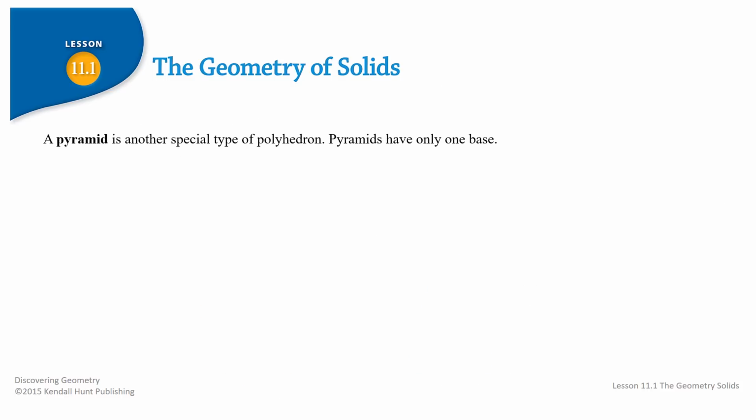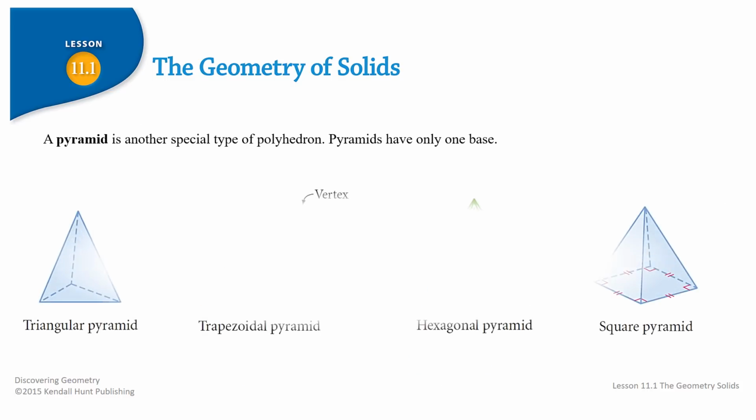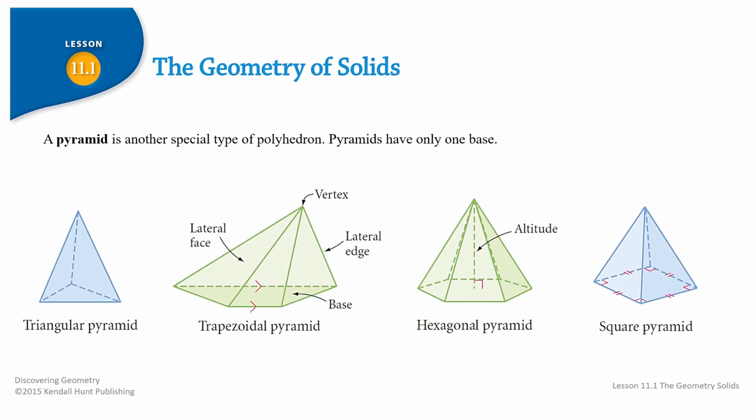A pyramid is another polyhedron. We've dealt with them before. Here we have 4 different types of pyramids: a triangular pyramid, a trapezoidal pyramid, a hexagonal pyramid, and a square-based pyramid. Now you'll notice on this trapezoidal pyramid at the top, it talks about the vertex. Whenever we have a pyramid, wherever they meet at the top, at that one point, that's called the vertex of the pyramid. There'll be a couple questions asking you about vertex, so that way you can figure that out.